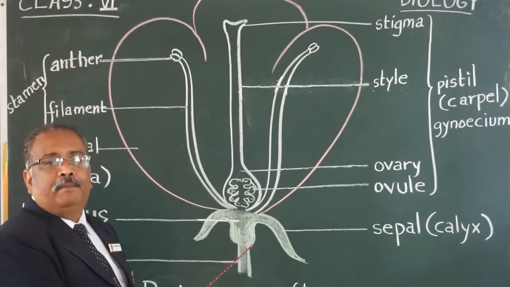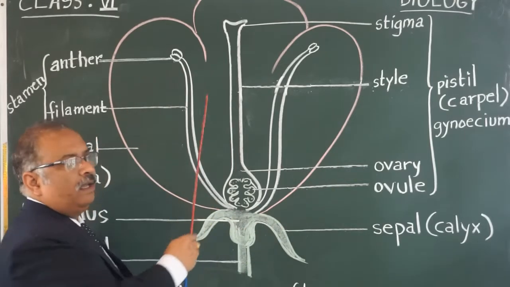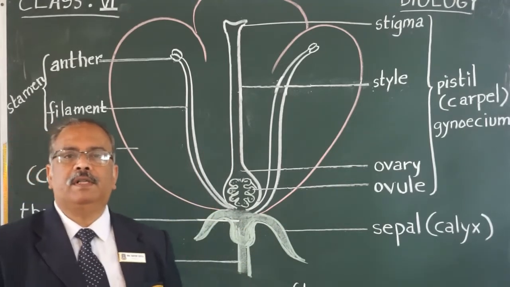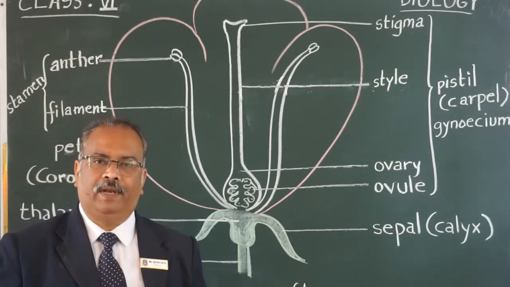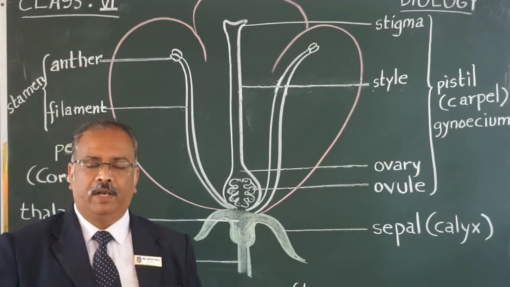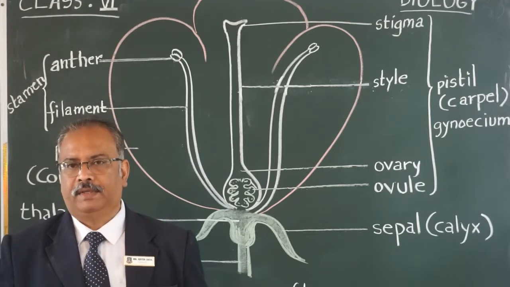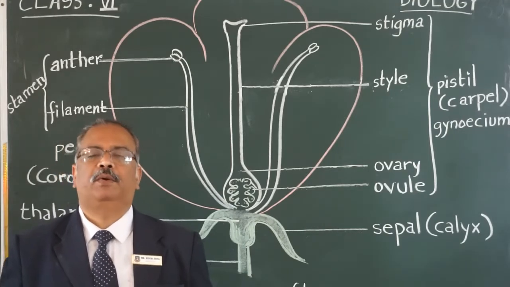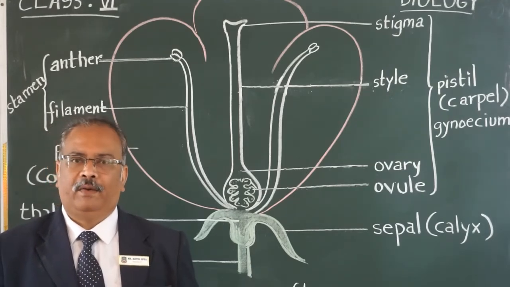This acts as a base for all these, and we call them whorls. There are 4 whorls of a flower: calyx, corolla, androecium, and gynoecium. And we'll be learning about all these 4 whorls one by one.